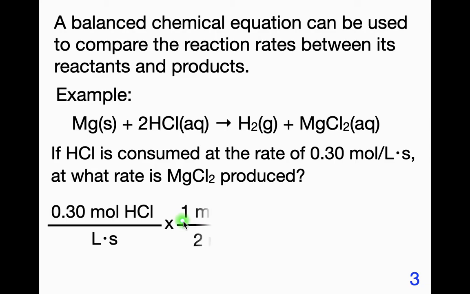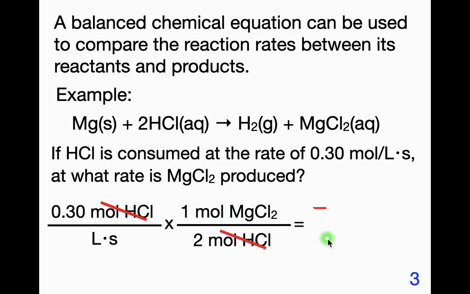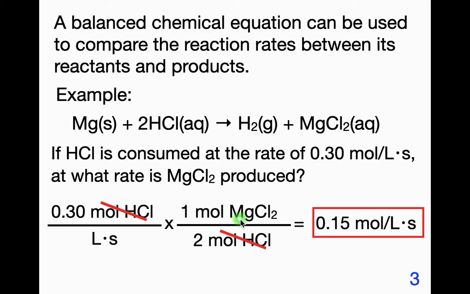And so we simply use a mole ratio. The hydrochloric acid is in the denominator so that we can cancel it out. The liter seconds would simply remain. So all we do with this step is substitute in magnesium chloride for hydrochloric acid. And so the rate at which magnesium chloride is being produced would be 0.15 moles per liter seconds. So it's just that easy.